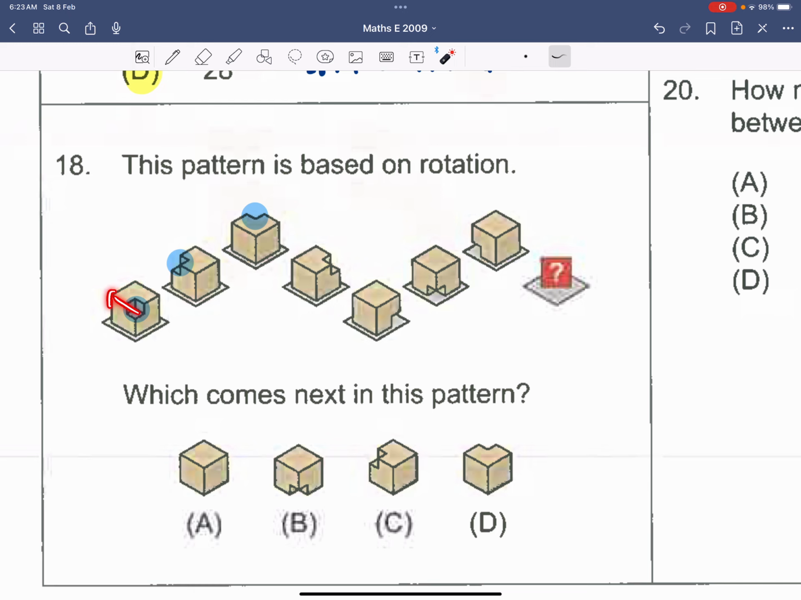So it's basically rotated along that line. Then it's gone from there to there, so it's gone along this line. Then it's going to go from here to here, so it's rotated along that line. So you can see they keep rotating at 90 degrees each time.